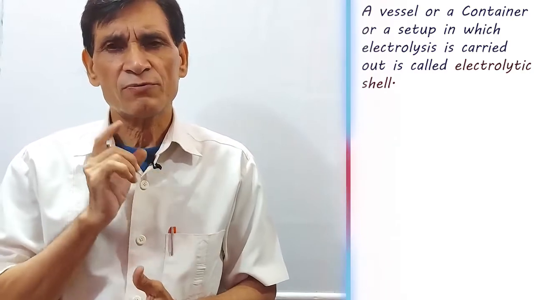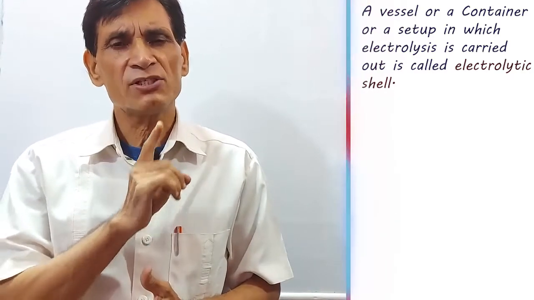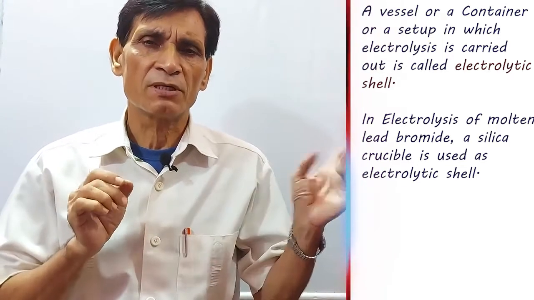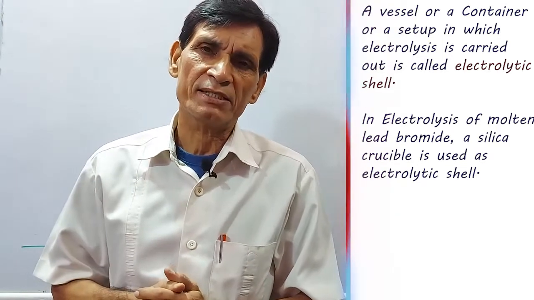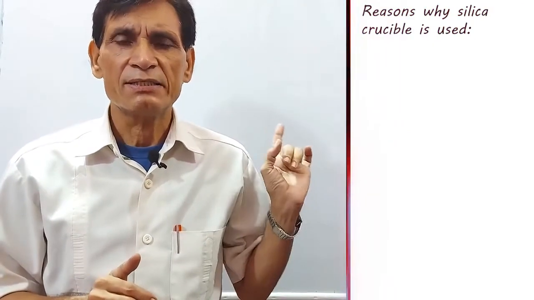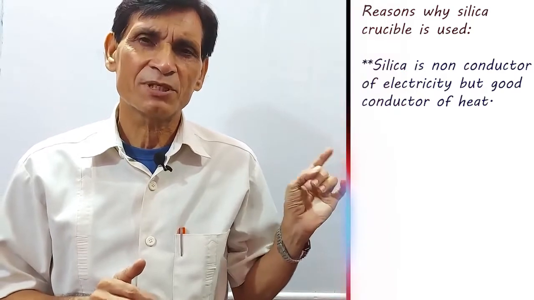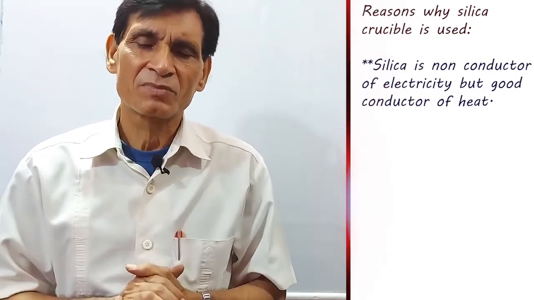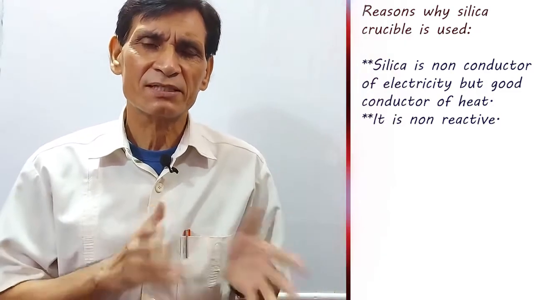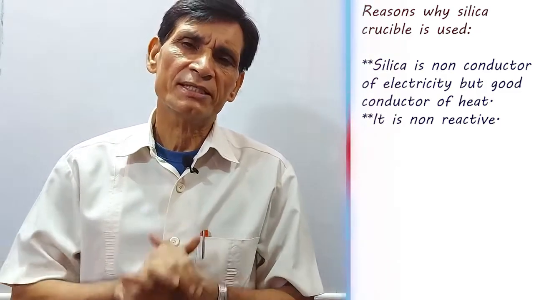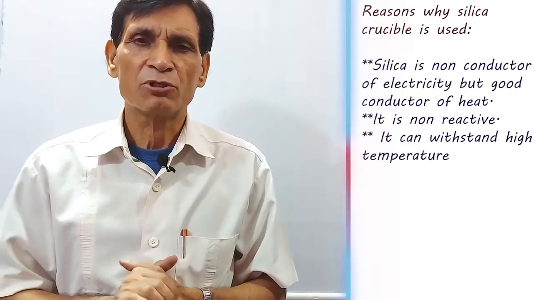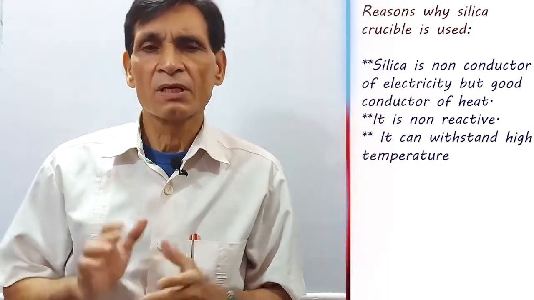In this process of electrolysis of molten lead bromide, a silica crucible is used as the electrolytic cell. Reason: because silica is a non-conductor of electricity but a good conductor of heat. Second point, it is non-reactive, does not react. And third reason is it can withstand high temperature because of its high melting point.